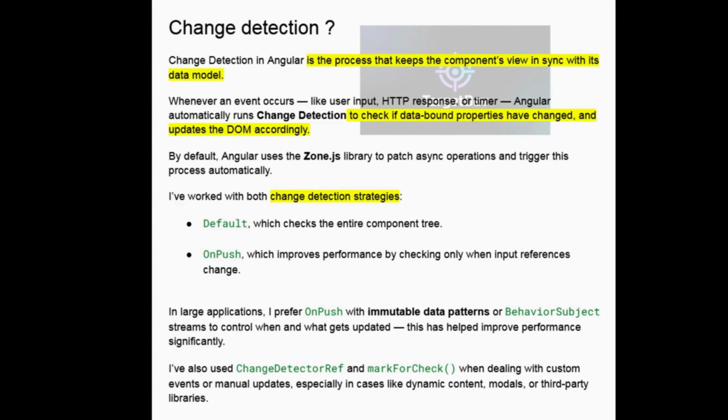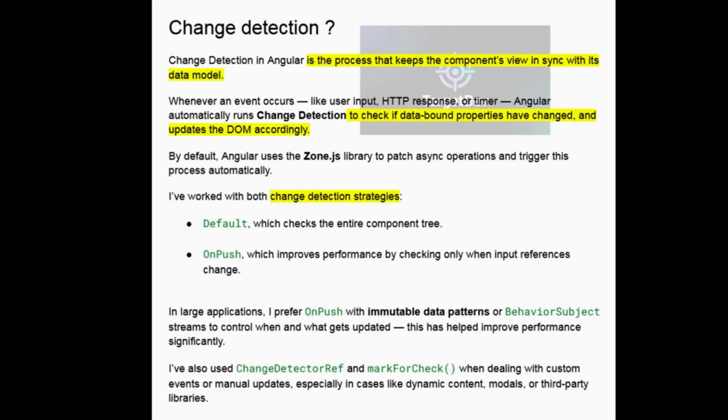What is change detection? Change detection in Angular is the process that keeps the component's view in sync with its data model. Whenever an event occurs, like user input, HTTP response, or timer, Angular automatically runs change detection to check if data-bound properties have changed and updates the DOM accordingly. By default, Angular uses the zone.js library to patch async operations and trigger this process automatically.